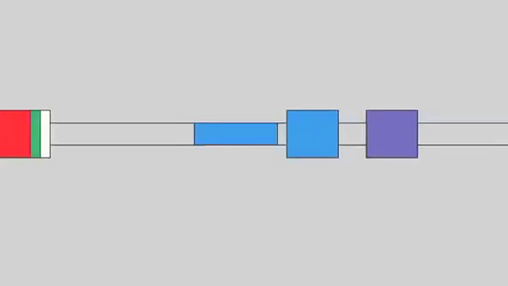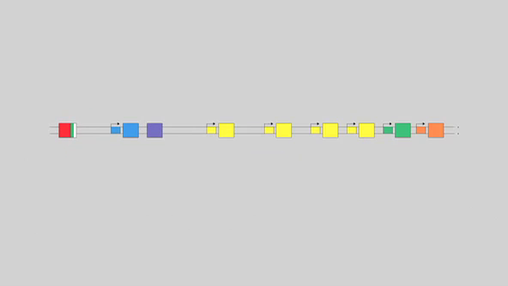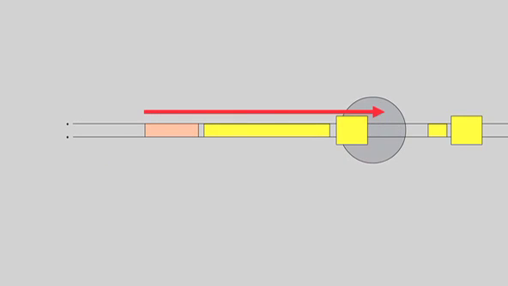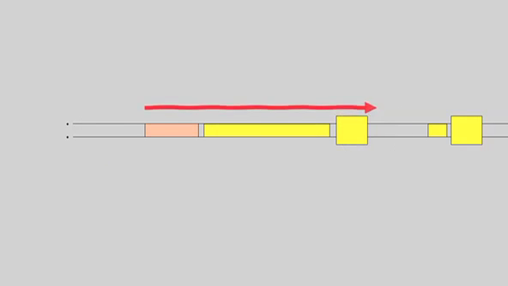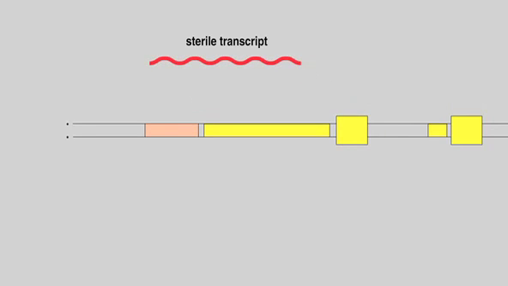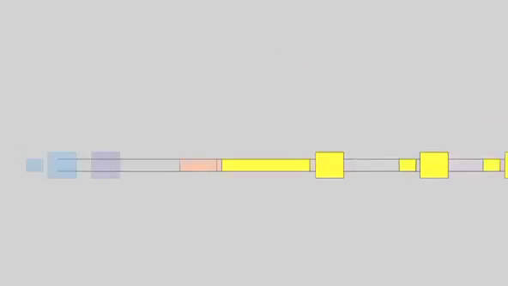Located upstream of each switch region is a DNA sequence that functions as a promoter, called an I region promoter. Under appropriate circumstances, the I region promoter may be induced to initiate transcription by RNA polymerase II. Transcription begins just upstream of the switch region and continues through the region of DNA encoding the constant region. When this first occurs, the messenger RNA produced is known as a sterile transcript because it lacks an initiating methionine codon and therefore cannot be translated into functional protein by the ribosomal machinery.